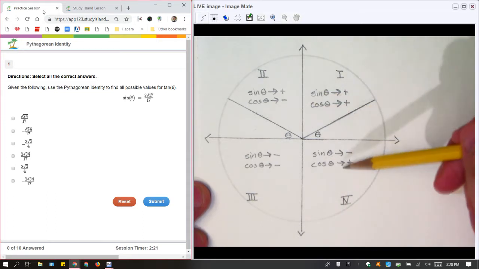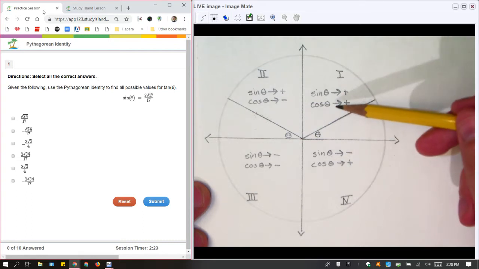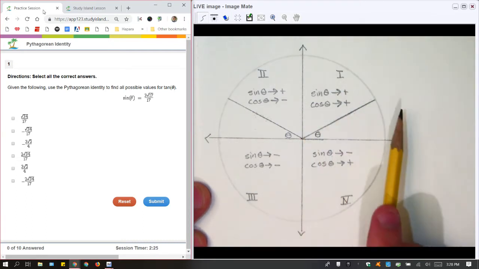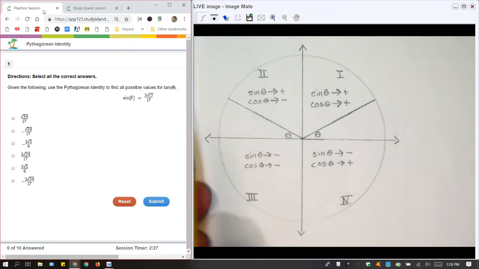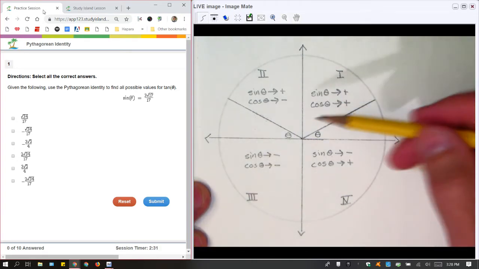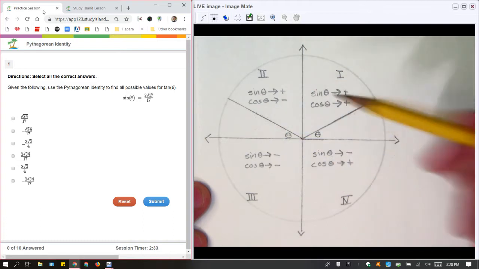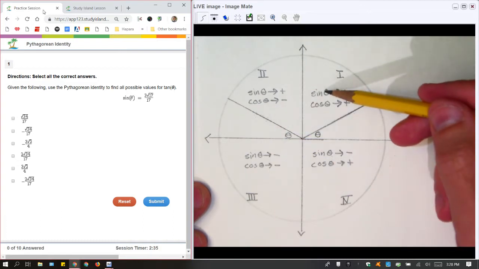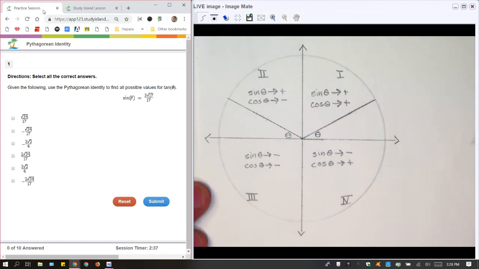Similarly, cosine of theta follows the same rules as the x-coordinate, where everything to the right of the y-axis is positive and everything to the left of the y-axis is negative. So you have to remember sine and cosine, what's positive and what's negative in what quadrant. Again, sine of theta follows the rules for y, cosine of theta follows the rules for x. So that's one set of things that you have to remember to do these problems.